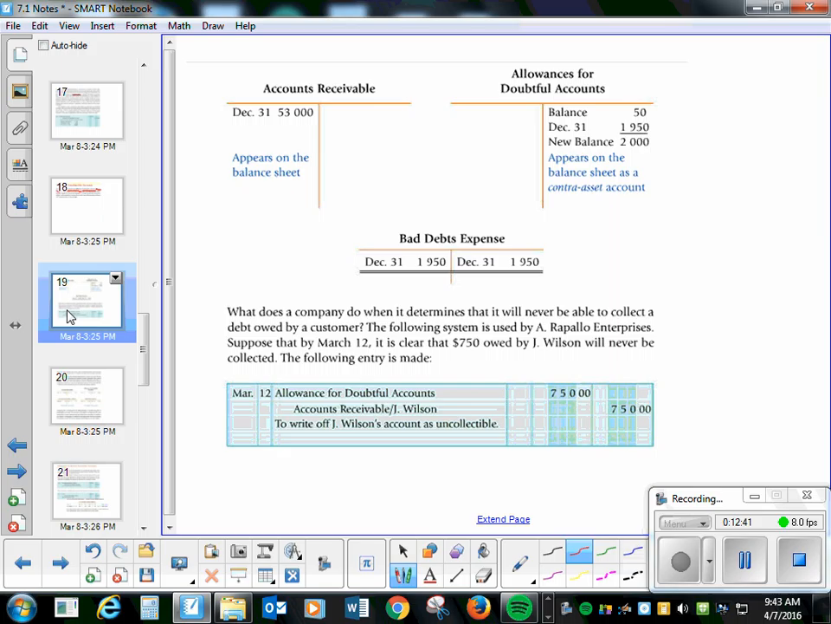What does a company do when it determines that it will never be able to collect a debt owed by a customer? The following system is used by A. Rapallo Enterprises. Suppose that by March 12th, it is clear that $750 owed by J. Wilson will never be collected. So when that is decided, they're going to debit the allowance for doubtful accounts, and they're going to credit the receivable for J. Wilson because they know that person is not going to be paying.